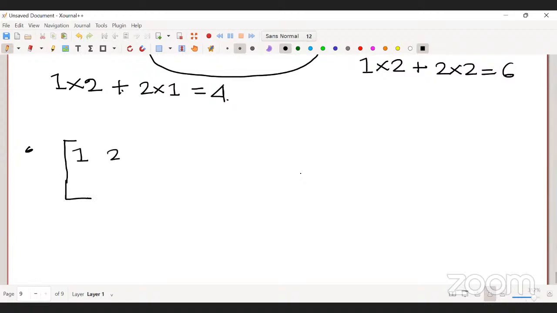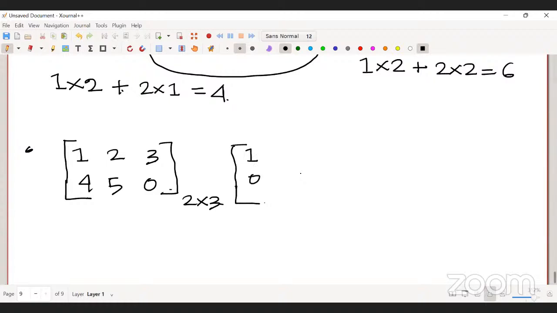So 2, 3, 4, 5, maybe 0. What is the order of this matrix? This is 2 cross 3. So let me take a matrix with 3 rows, then only I can multiply. 1, 0, 0, 2, 1, 1. What is the order of this matrix? 3 cross 2.